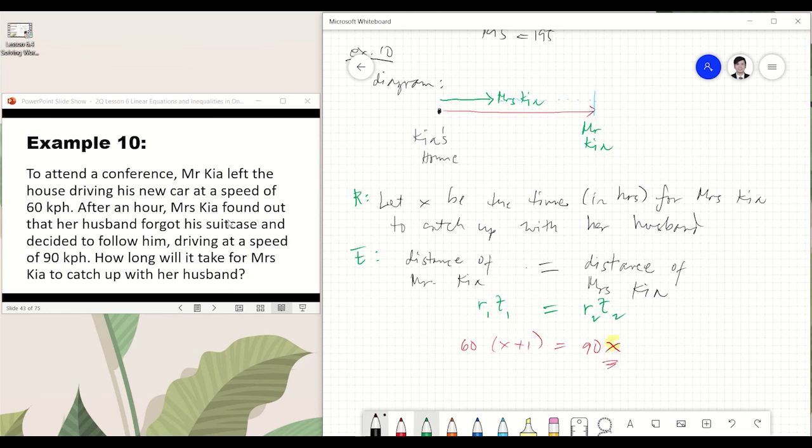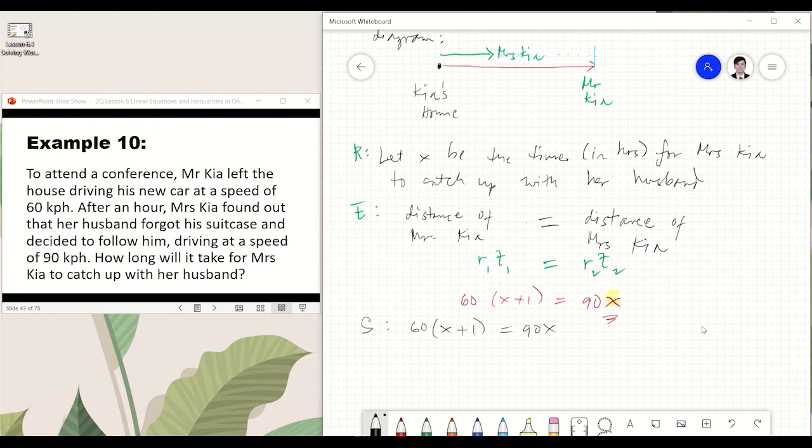So, magsasolve na tayo. So, 60 times the quantity of x plus 1 is equal to 90x. So, first, we distribute the 60. 60 times x, and then 60 times 1. 60 times x is 60x. 60 times 1 is 60. And then, need natin i-isolate si x.